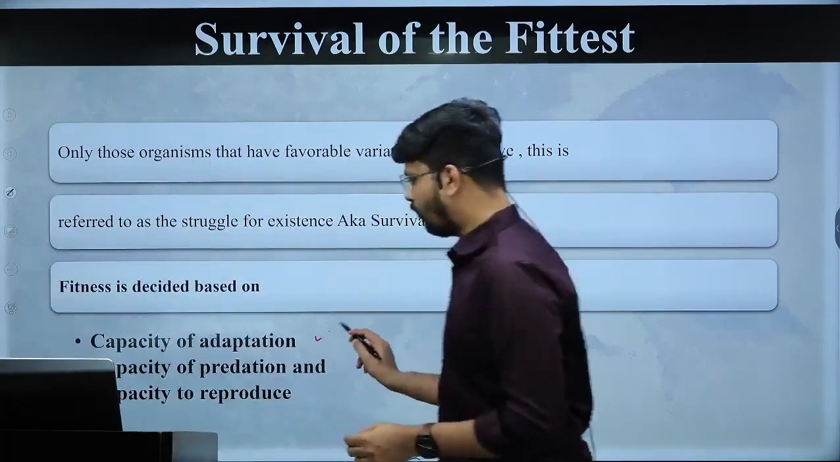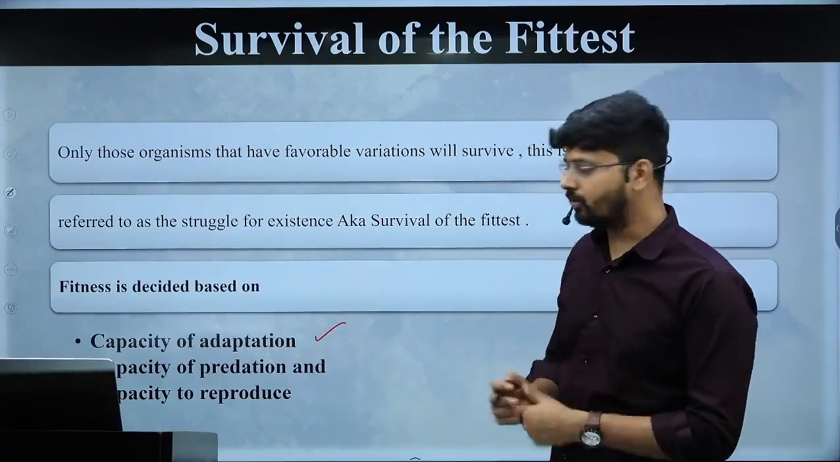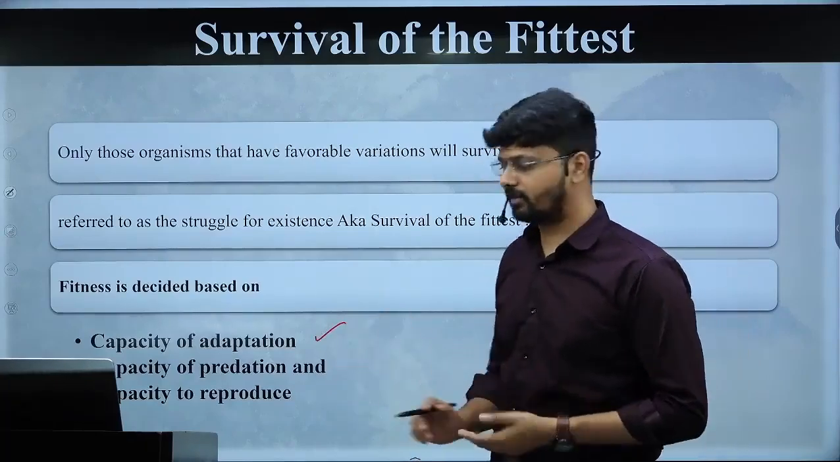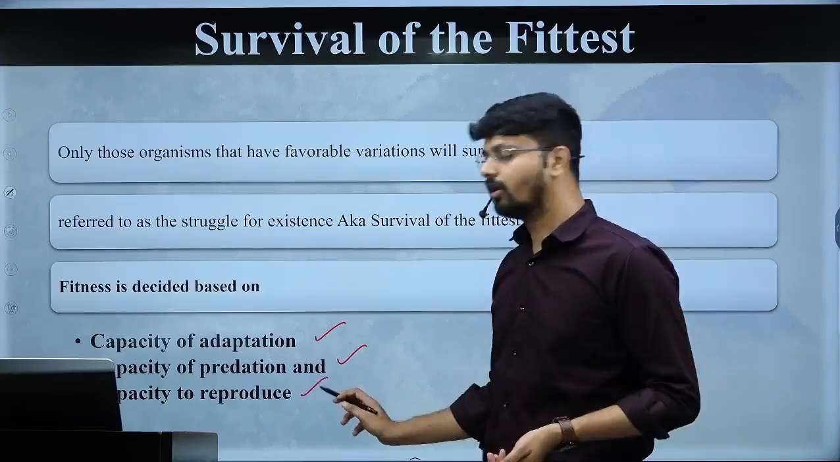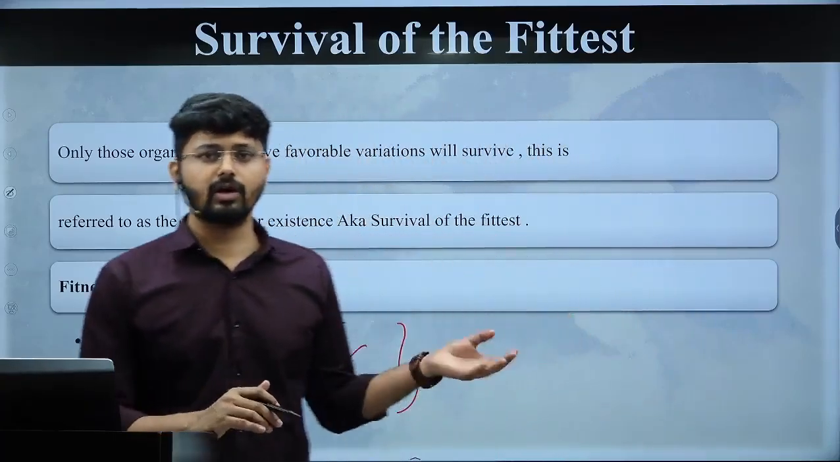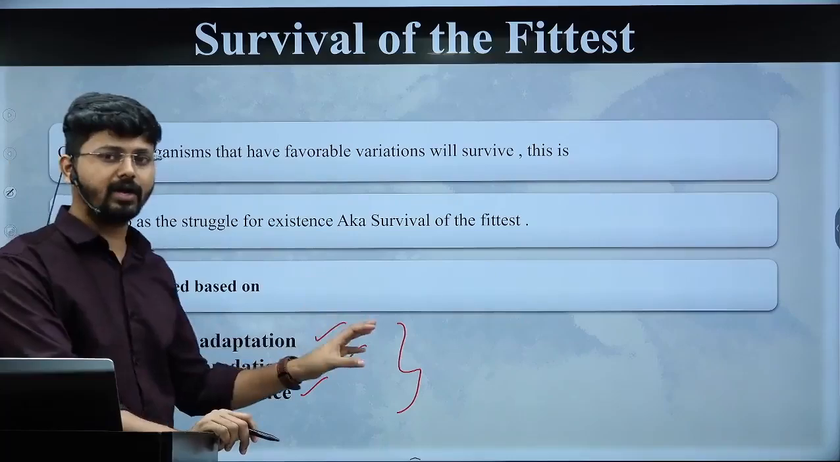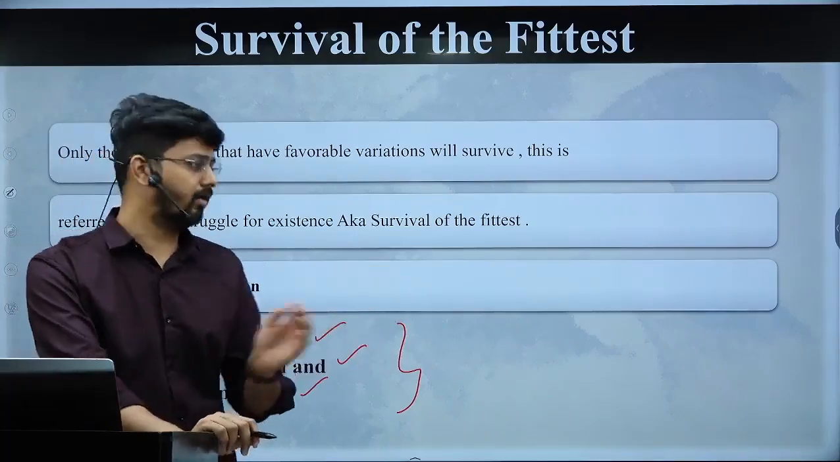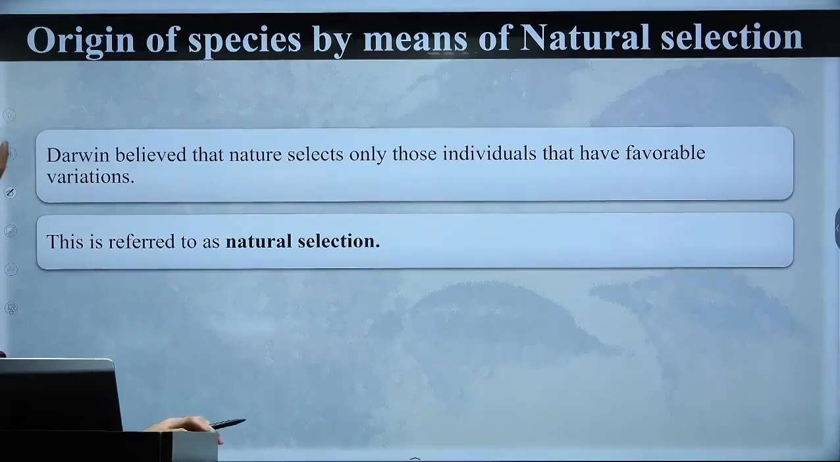So how is fitness decided? Your capacity to adapt to the environment, at the same time your capacity of predation, your capacity to reproduce. Based on these capacities, it is decided whether it's useful and whether it is fit. Based on that, natural selection will act. If it is fit, it will be inherited by the next generation. Okay, this is the survival of the fittest. Origin of species by natural selection.